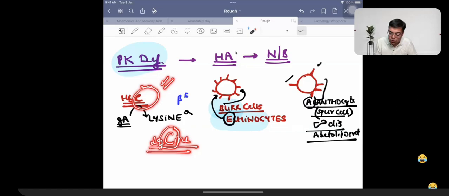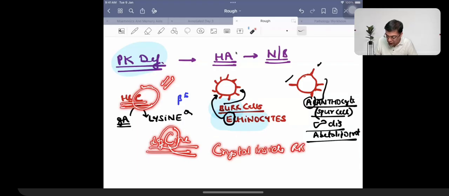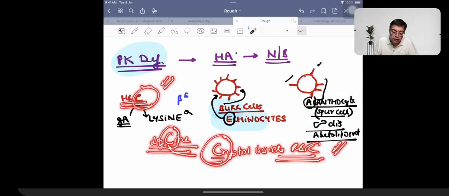Lysine is responsible for the formation of hemoglobin C inside RBCs. So this hemoglobin C also becomes insoluble, and it is responsible for the presence of C, remember, crystals inside RBCs. Hemoglobin C is responsible for crystal formation inside RBCs. Right? That is what we need to remember. So this is about sickle cell anemia.